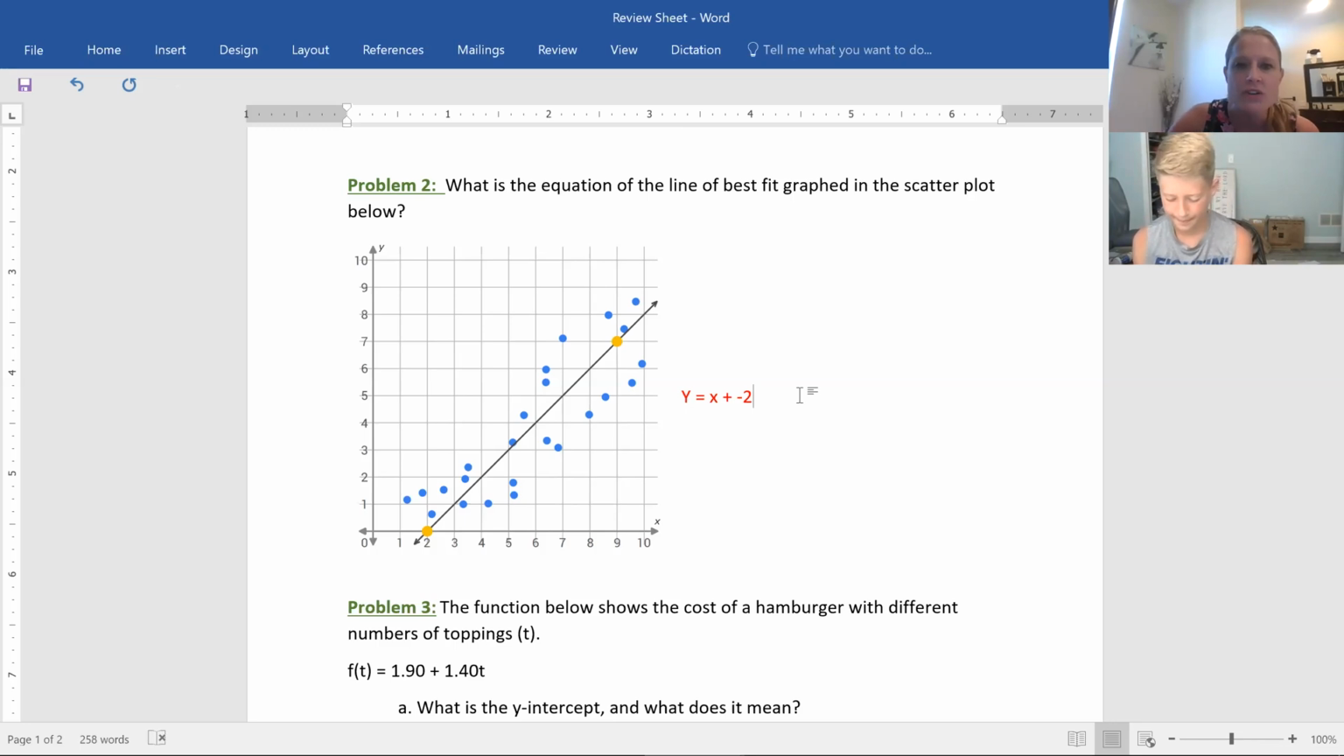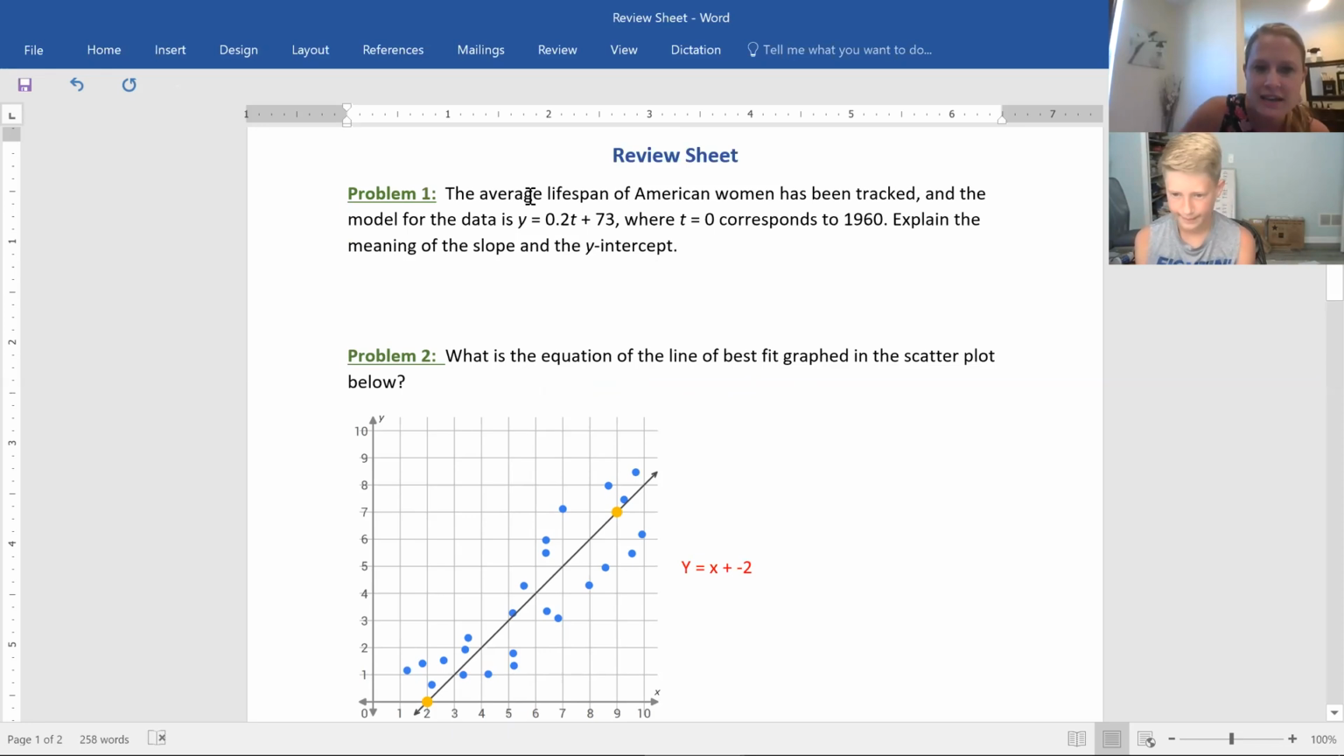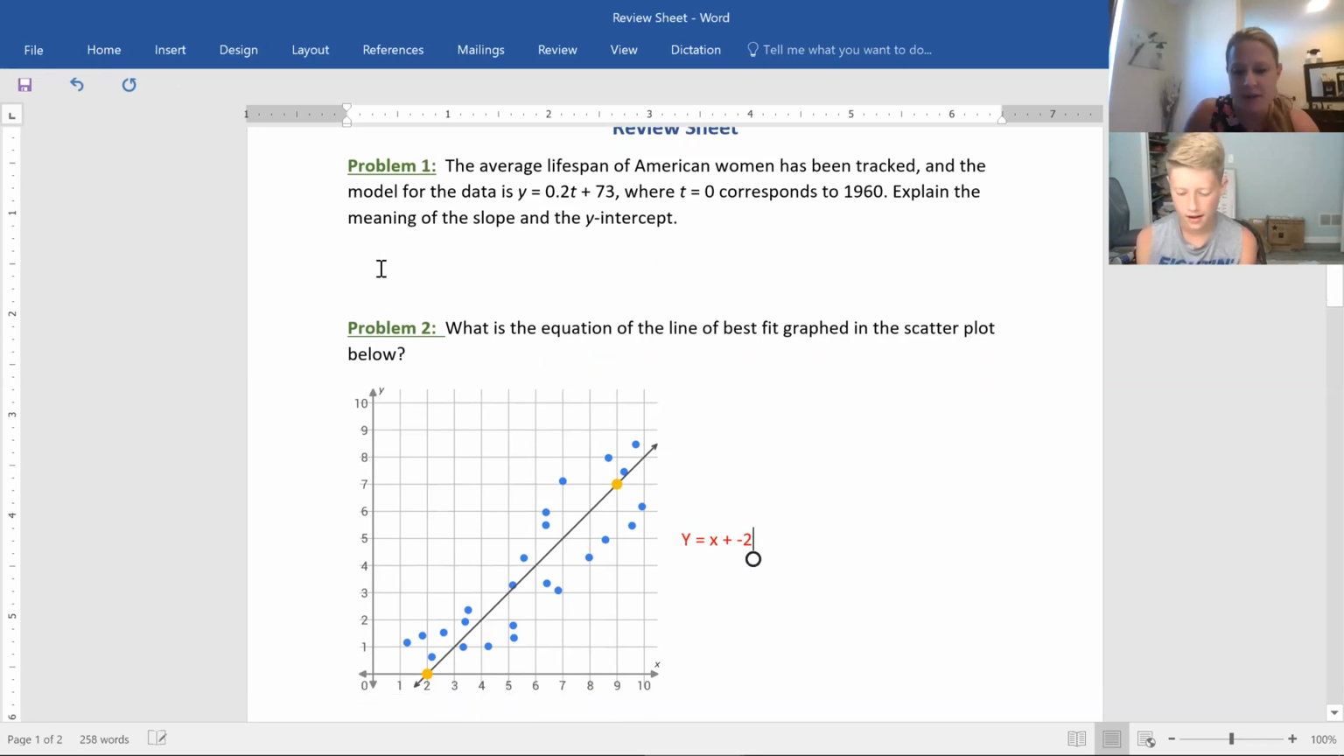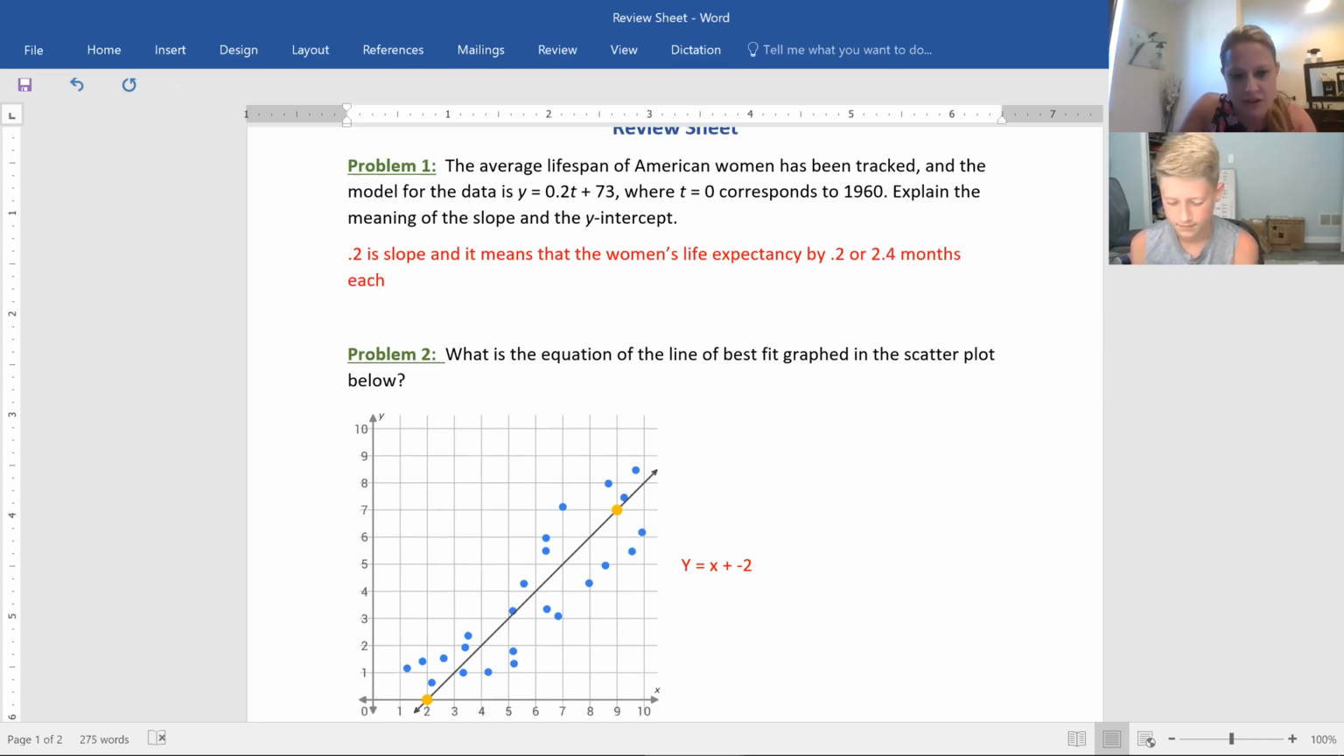Then I forgot to do that. I want to do real quickly, and I'm going to come back up here. I did not type in those wonderful answers you gave me for this one, so I'm going to do that. 0.2 is the slope, and it means that the woman's life will increase by 0.2 or 2.4 months each year after 1960. You really summarized that well.